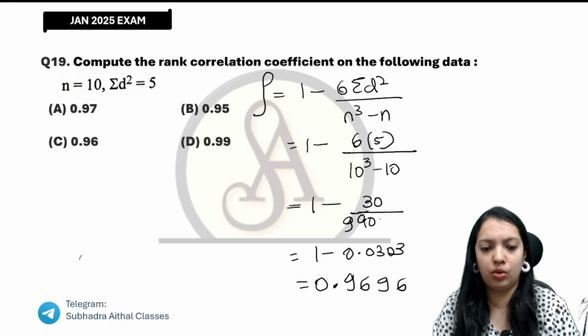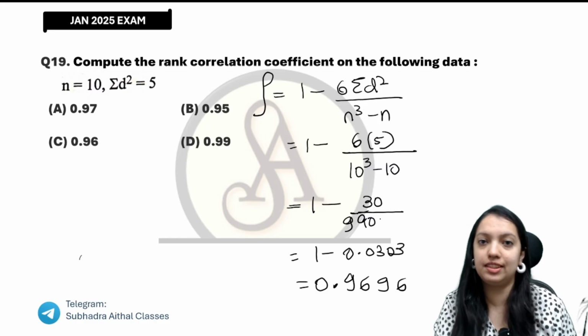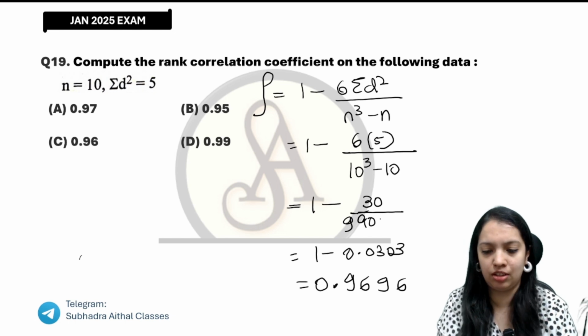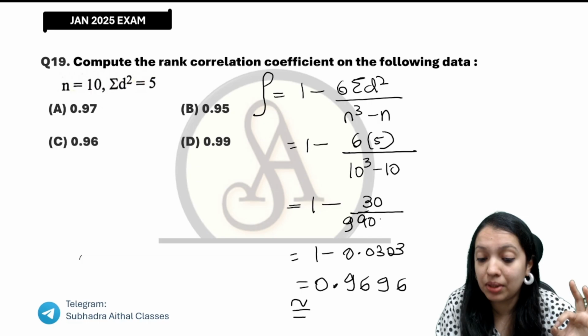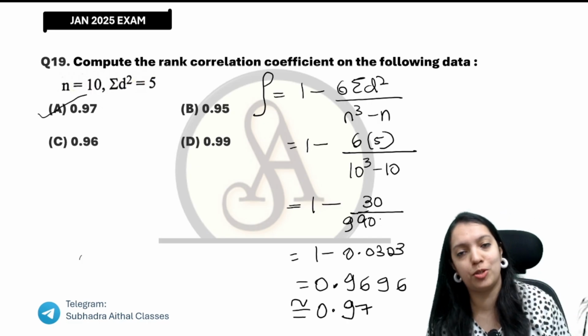Next question, compute coefficient of rank correlation. This is given as rho. 1 minus 6 summation d square, directly given as 5, divided by n cube minus n, where n is given in the question as 10. Solve it, you get 0.9696. You need to take the approximate value. 0.969 becomes 0.97, which is equal to option A.